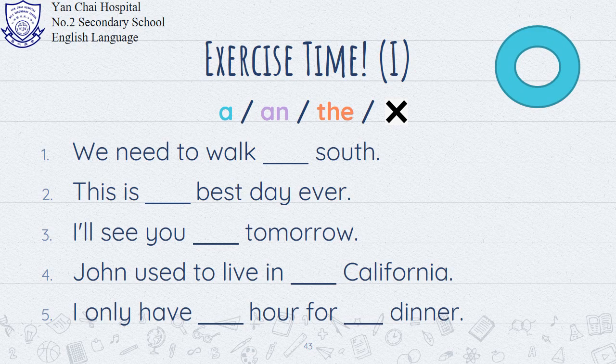Let's check the answer together. Number 1. We need to walk south. Number 2. This is the best day ever. Number 3. I will see you tomorrow. Number 4. John used to live in California. Number 5. I only have an hour for dinner.